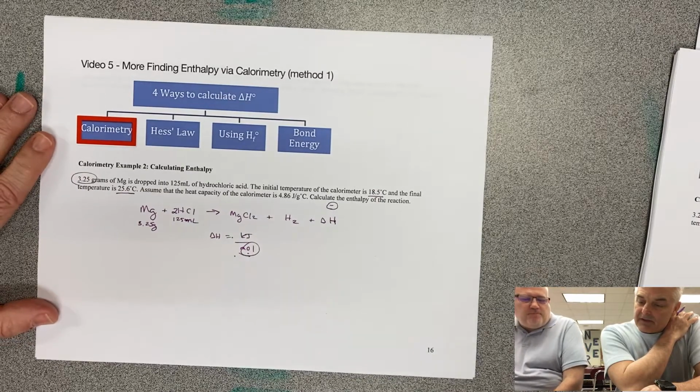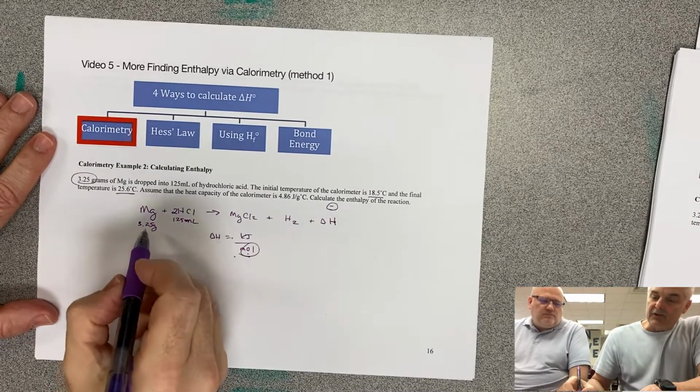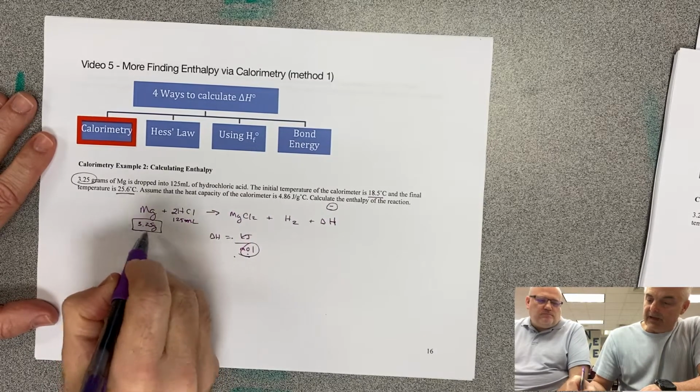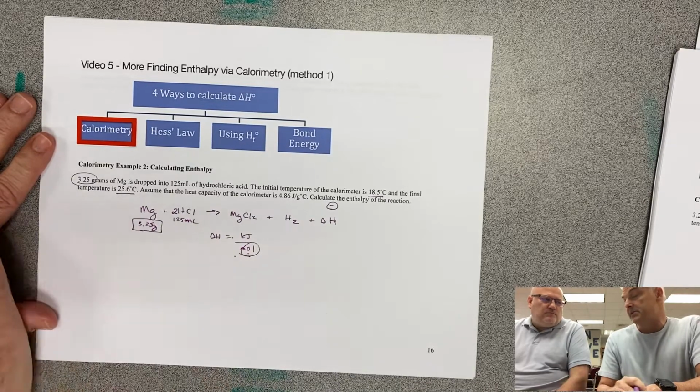I think we have to make an assumption here as I look at this problem. We're going to assume that the limiting reactant is the magnesium. We're not given the molarity of the HCl, and it's possible that HCl would not be limiting.